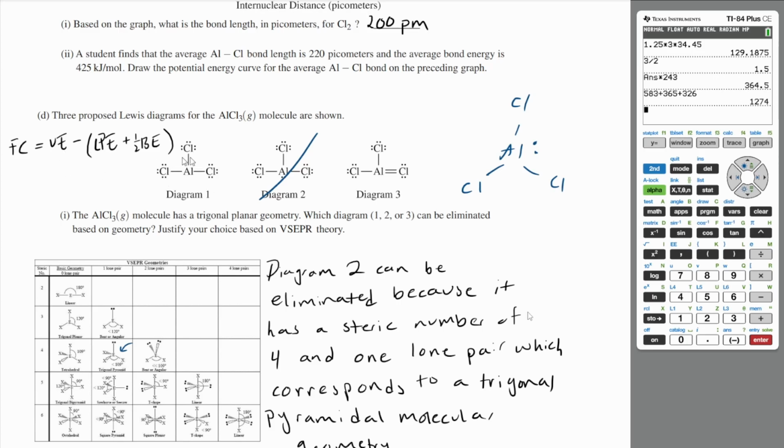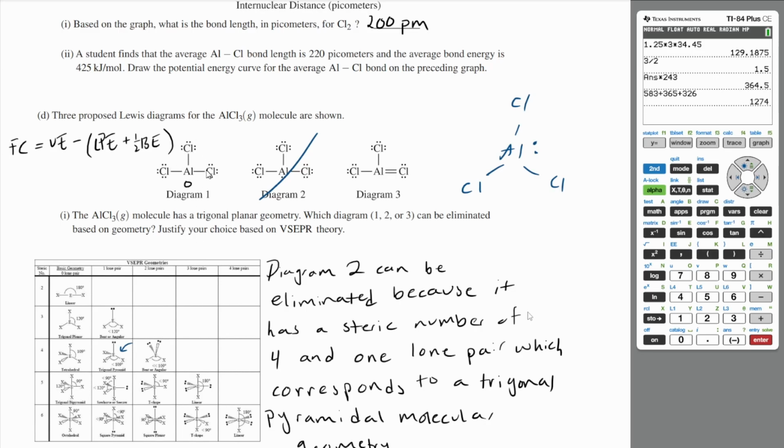Aluminum has 3 valence electrons, usually, most of the time. Aluminum has 3 valence electrons. How many lone pair electrons does this aluminum have? 0. And how many bonding electrons? It has 1, 2, 3 bonds, so that's 6 electrons. 1/2 of that is 3. So your formal charge on this aluminum is going to be 3 valence electrons minus 3, which is 0.